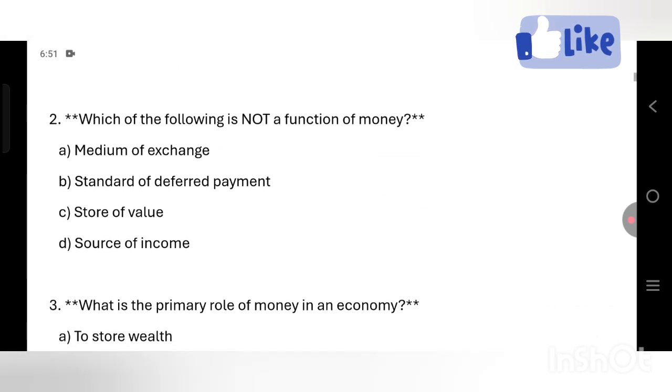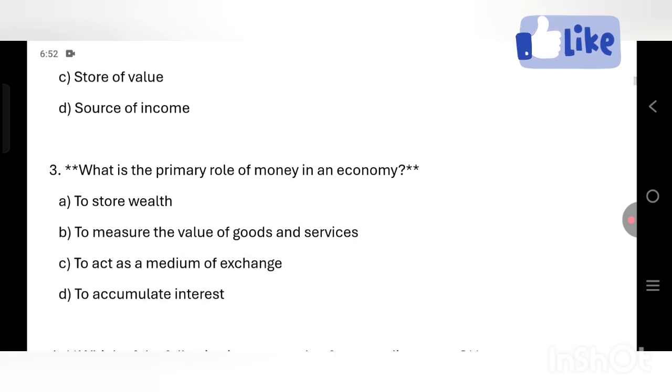Question number 2: which of the following is not a function of money? The question is in negation. Option A, medium of exchange. Option B, standard of deferred payment. Option C, store of value. And option D, source of income. So source of income is not a function of money. The rest of the three options are the functions. So the correct answer is D.